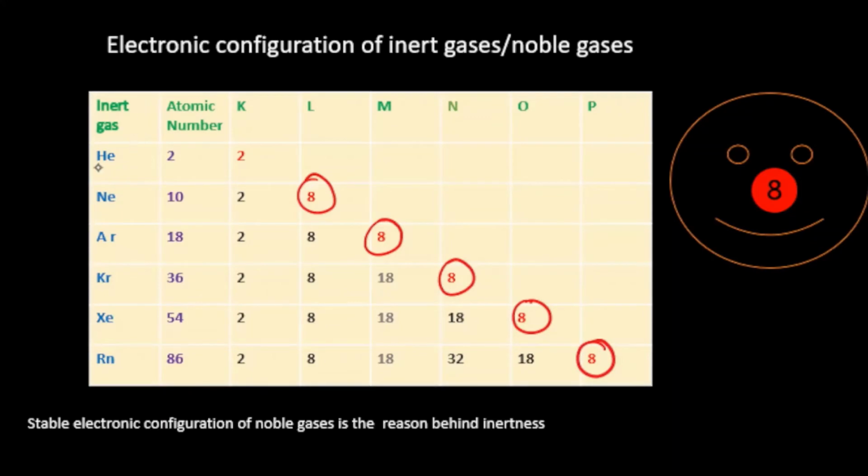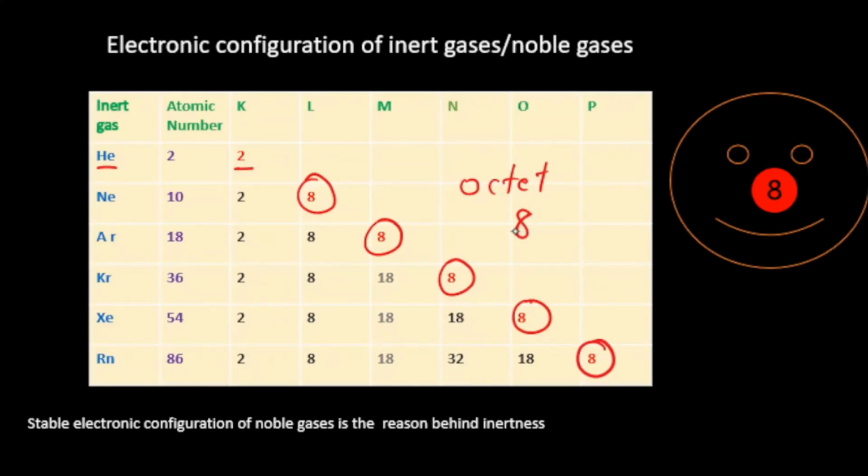There is an exception case, that is helium. In the case of helium, there are only 2 electrons, but still with 2 electrons, helium is stable, and this condition is known as duplet. Other than helium, all the other elements have 8 electrons in their valence shell, or we can say they have octet electronic configuration. Octet means 8.